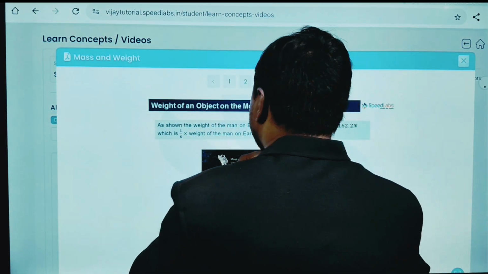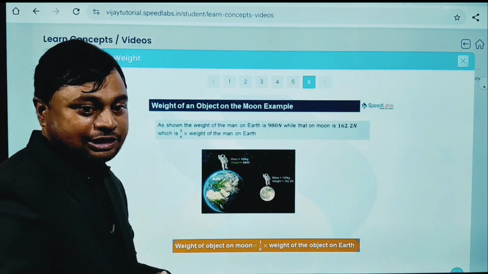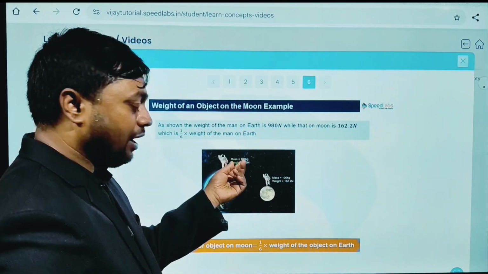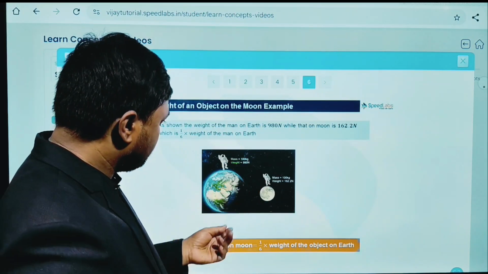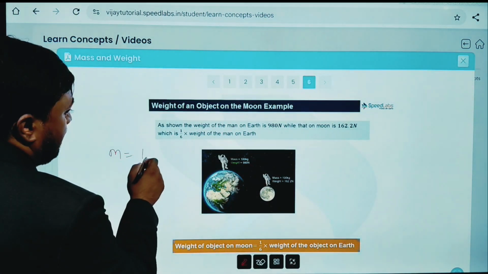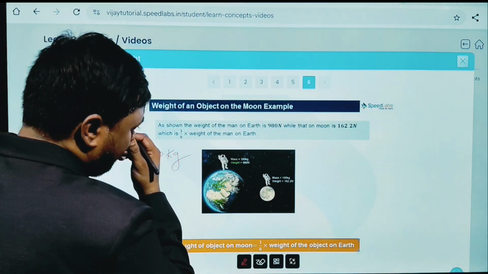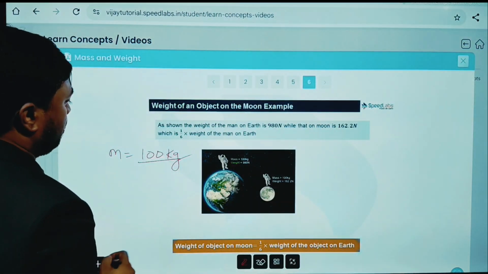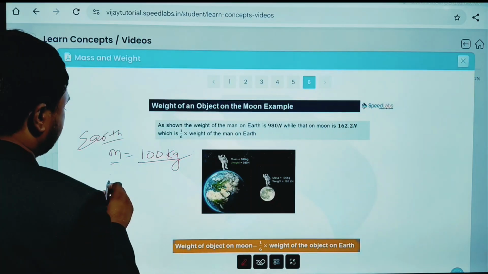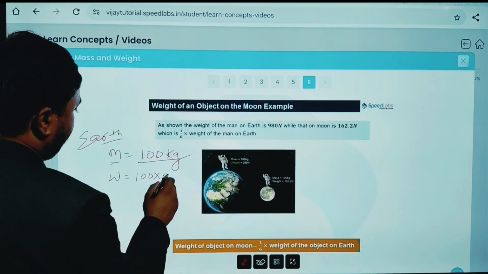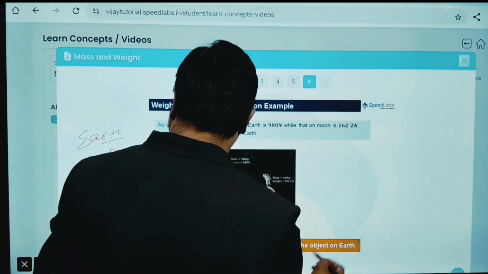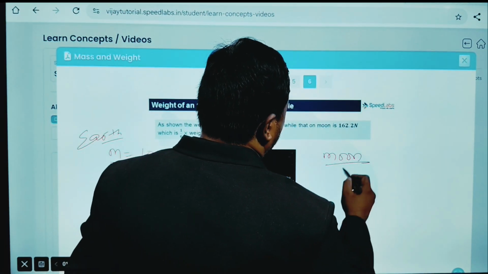So, weight of an object on the moon. We have done this experiment also. If anybody's mass is 100 kg on the earth, what is the weight? 100 into 9.8. How much will you get? 980 Newton.